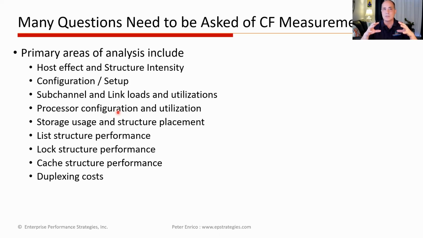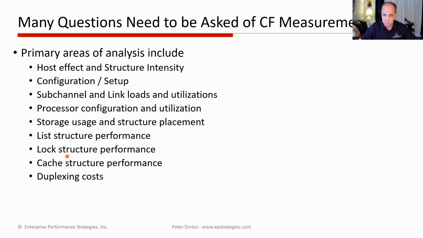So even though the CPU busy on the coupling facility is not as interesting as how much CPU is being consumed on z/OS, we do want to understand the utilization, because technically speaking, you could have a processor bottleneck or something like that, or be too busy on the processor. Of course, you want to understand storage, how much storage these structures are occupying. Do you have enough for recovery? And then the list, lock, and cache structures each have a series of performance points that we need to be concerned with.